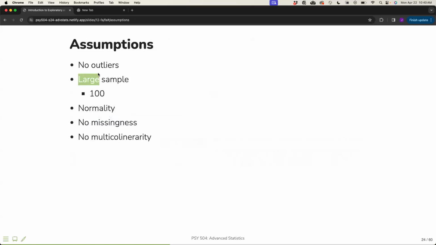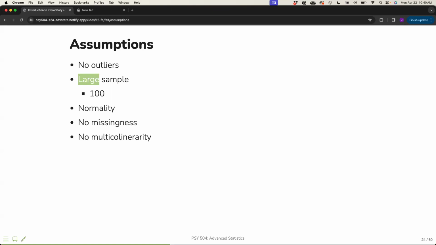So as Aditi and Brooke talked about, there are several assumptions with the factor analysis. So we shouldn't have any outliers in our data. We should have a fairly large sample. So this is dependent on how many variables or items you have in your data set. But generally speaking, probably greater than 100 participants would be nice. The data should be normal. There should be no missingness and there should be no multicollinearity.